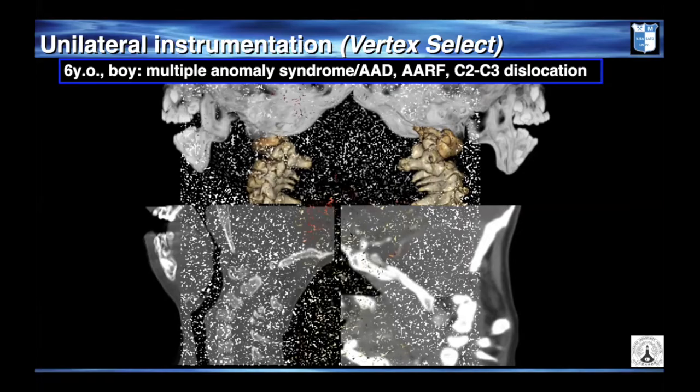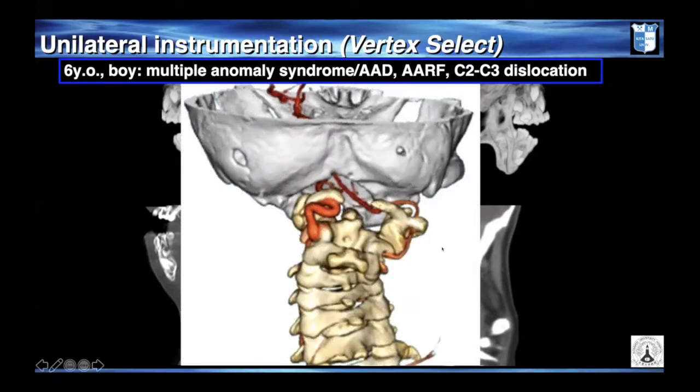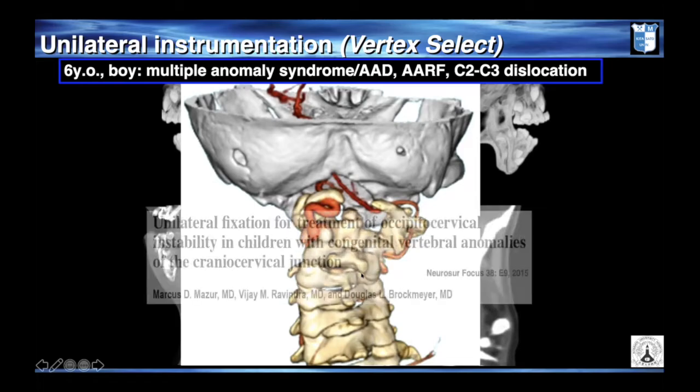So I operated. But the problem in this patient is shown on this 3D CT with a CT angiogram. This CT angiogram shows the left vertebral artery came out from C2-C3. This is a normal variant. But what it means is you can't use the left side for the instrumentation. I used only the right side.